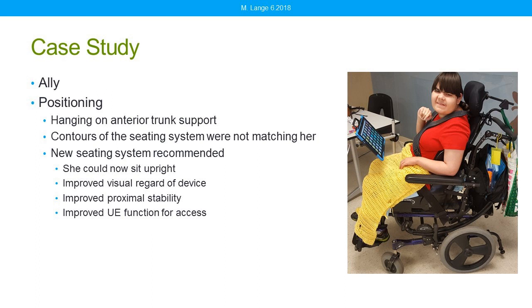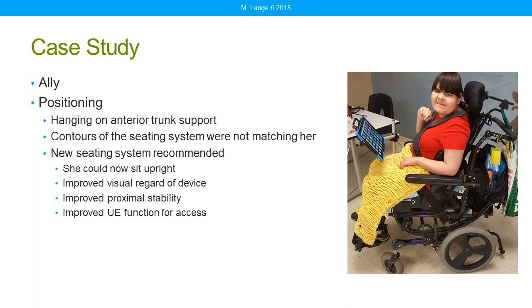So as we saw in previous pictures of Allie, she was hanging on her anterior trunk support. The contours of her seating system were not matching her contours. She had some asymmetries of her spine and rib cage. So a new seating system was recommended. It happened to be a molded seating system from Aspen Seating Ride Designs. It's called the Aspen Seating Orthosis.